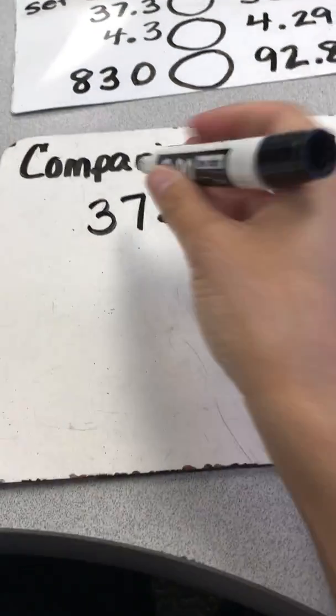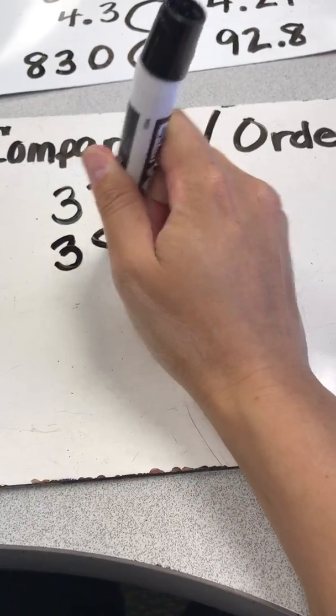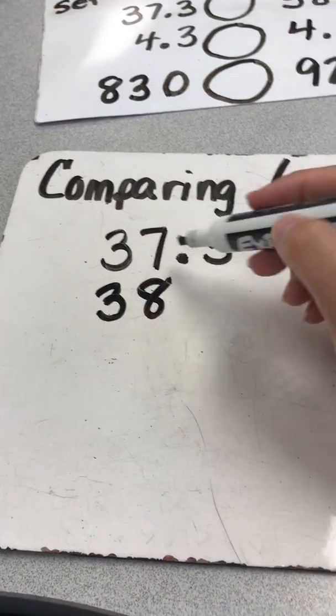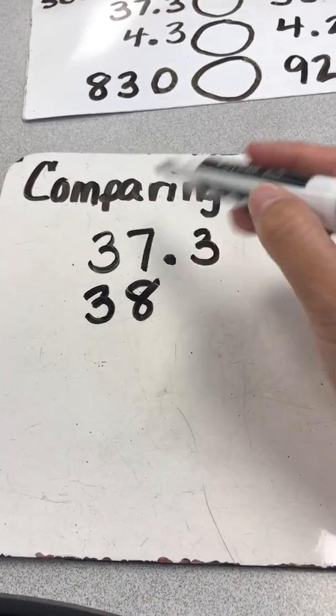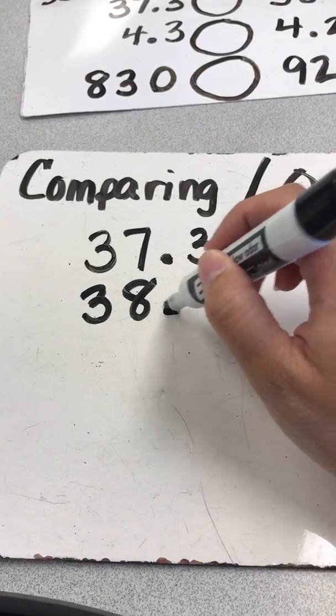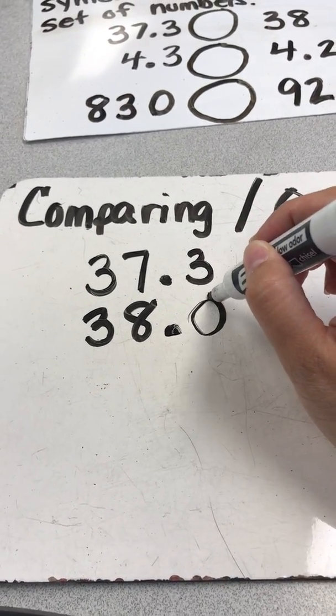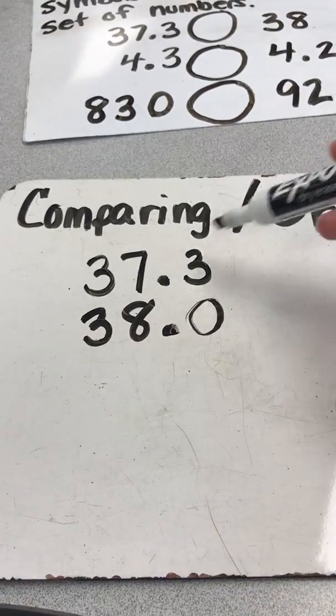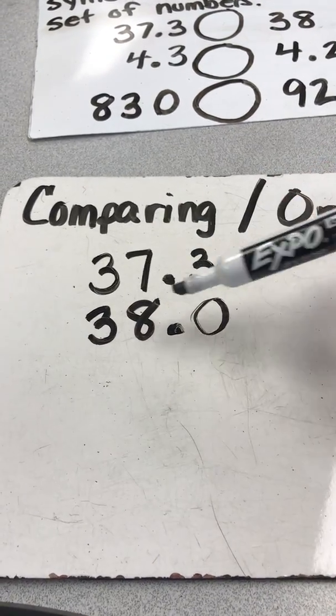So my 38, when it lines up with my 37 and 3/10, should line up with the ones place matching and the tens place matching. We're going to add our decimal. We're going to add a 0 so that they have the same number of digits. So now each one has 3 digits.